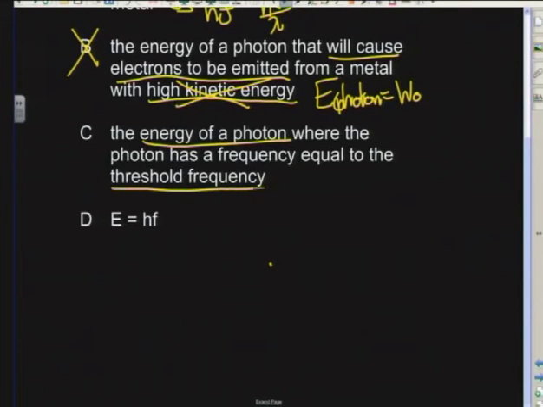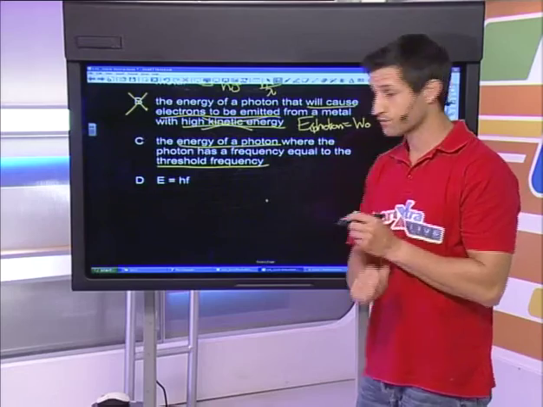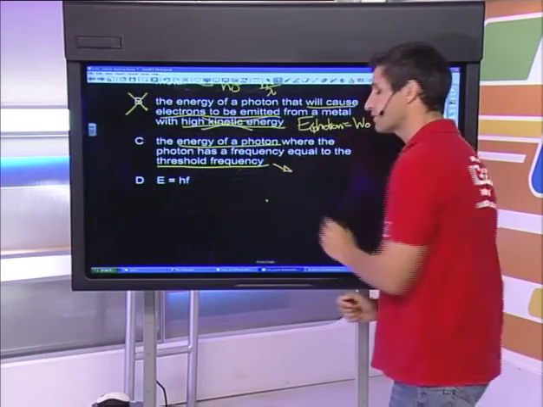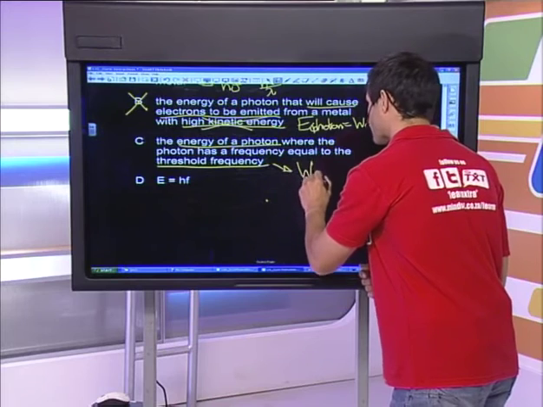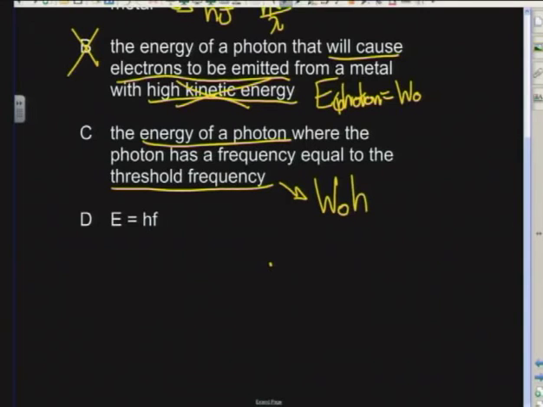Now that's another definition, guys. The threshold frequency is the frequency which allows electrons to be emitted. Work function is equal to h times f0, where f0 is the threshold frequency.